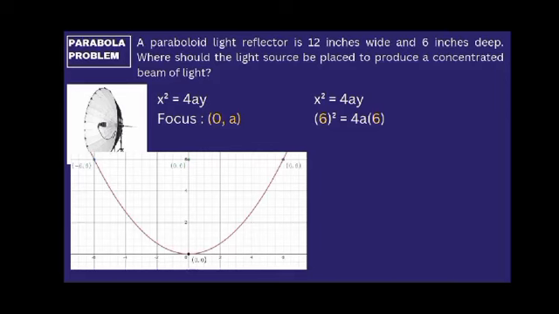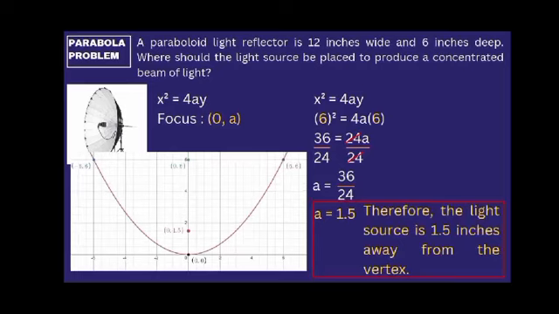So, 6 squared is equal to 36. 4a times 6 is 24a. Divide both sides by 24. At makakancel yung 24, which leaves us with 36 over 24. Then, 36 divided by 24 is equal to 1.5. At ilagay na natin siya sa ating graph. Therefore, the light source is 1.5 inches away from the vertex.